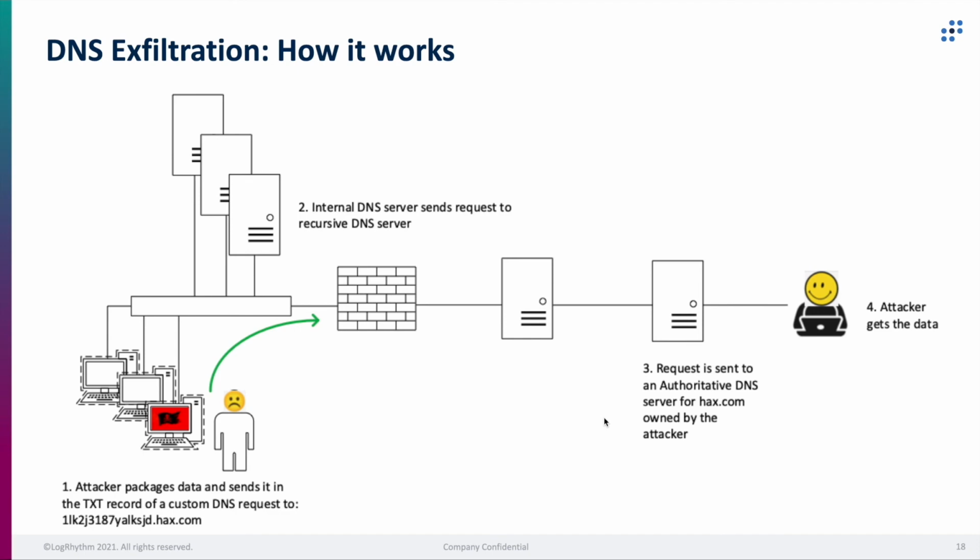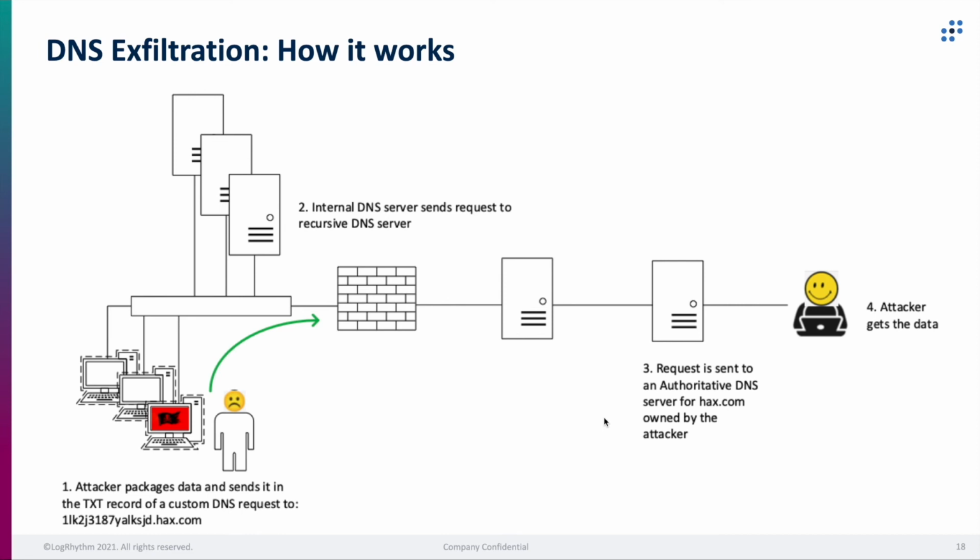They might have spent some time performing local reconnaissance and actually pivoting to systems that might hold things like source code. Now they want to exfiltrate that. So they could potentially use DNS to do that by packaging the data and actually sending it in a TXT record of a custom DNS request to a domain that they actually own.